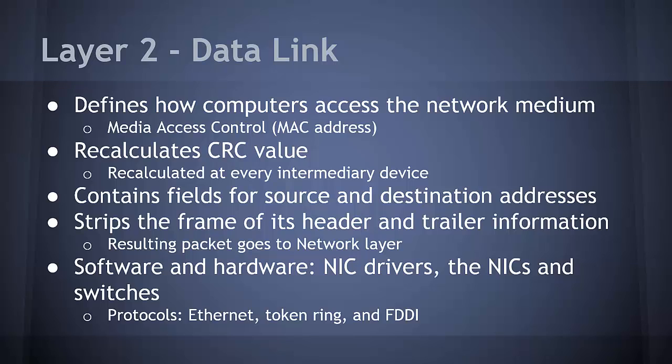Layer 2, the data link layer. This layer defines how computers access the network medium. It's also known as media access control, or the MAC address. It recalculates the cyclic redundancy check value, or CRC. It is recalculated at every intermediary device. This layer also contains fields for source and destination addresses.